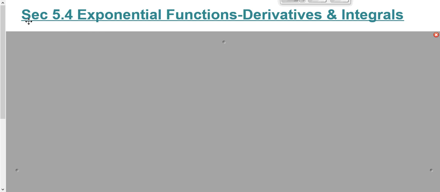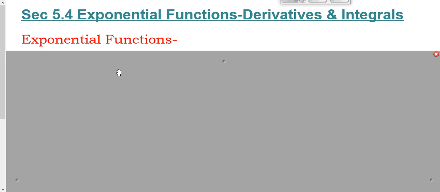This is section 5.4. We're going to be talking about exponential functions in this section. We're going to go ahead and talk about derivatives and integrals in the same section this time. So first, we need to do a little bit of pre-calculus review, just like we did with ln. So that's what today is going to be about.